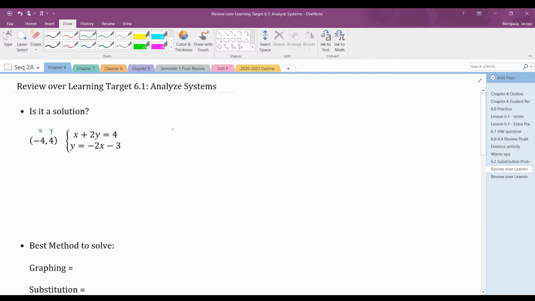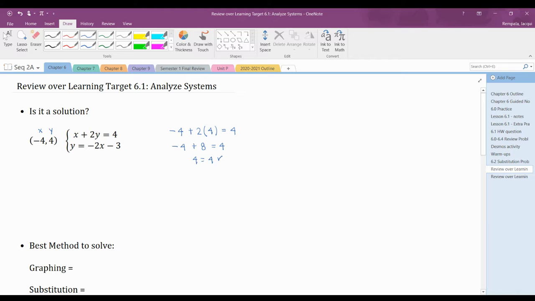So let's start with the top. We're going to have -4 plus 2 times +4. And once again, I want to know, is that going to equal 4? So I am going to multiply first. 2 times 4 is 8. And so now I want to know, is -4 plus 8 going to be +4? Well, yes, that checks out.